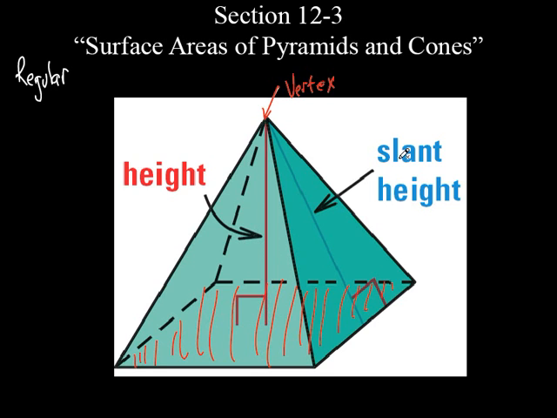There's another height. It's called the slant height, and it's different. It's also perpendicular, but watch what it's perpendicular to. It's not perpendicular to the base. It's actually perpendicular to one of these edges, and they call this the base edge. So the bottom of this thing right here, they call the base edge.